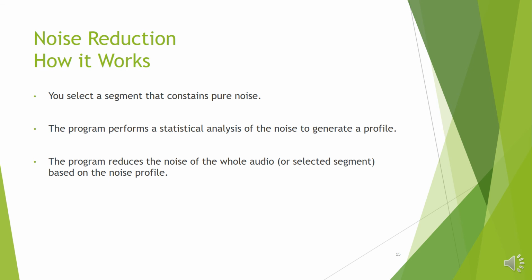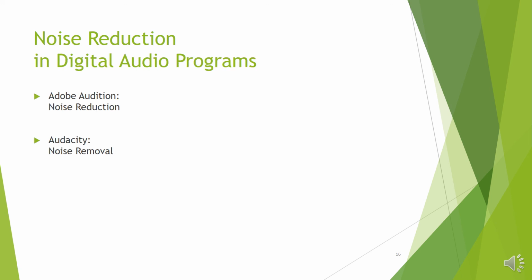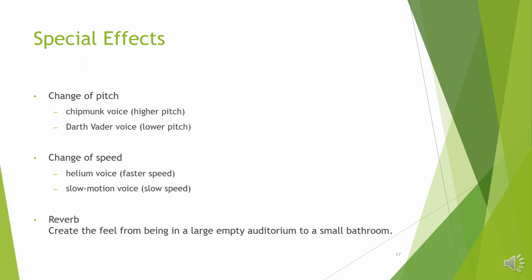Noise reduction works when you can select a segment of constant pure noise, and the program performs a statistical analysis of the noise to generate the profile, and the program reduces the noise in the whole audio or selected segment. Some programs which can be used are Adobe Audition and Audacity. Change of pitch can be done, or change of speed can be done.